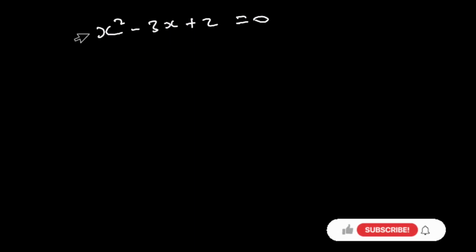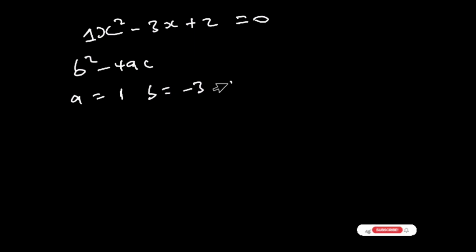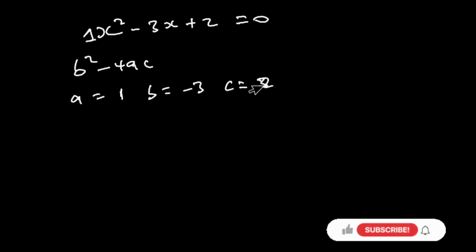So the next question we have is x squared minus 3x plus 2 equal to 0. We have to find the value of x. Again, let's check if this can be factorized. So we have b squared minus 4ac, where a is equal to 1, the coefficient of x squared, b is equal to negative 3, coefficient of x, and then c is equal to 2, which is the constant. So let's plug in the values of a, b, and c into this expression.